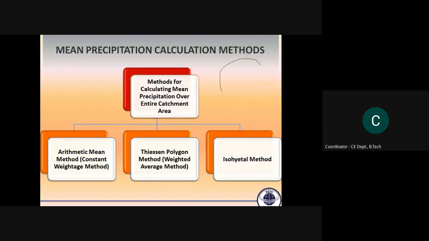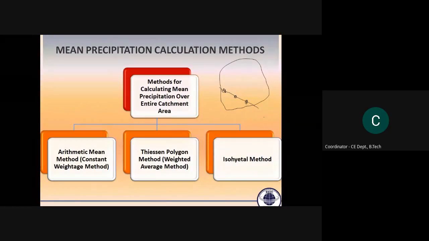See, suppose this is a catchment area. Can you see this? Yes ma'am. Okay. Isohyetal means what? The line joining equal rainfall depth. Okay. Suppose in this particular area rainfall occurs about 10 centimeter, and in this area the same amount of rainfall occurs, 10 centimeter, and in this area also the same amount of rainfall occurs, 10 centimeter. Now we will join these points.